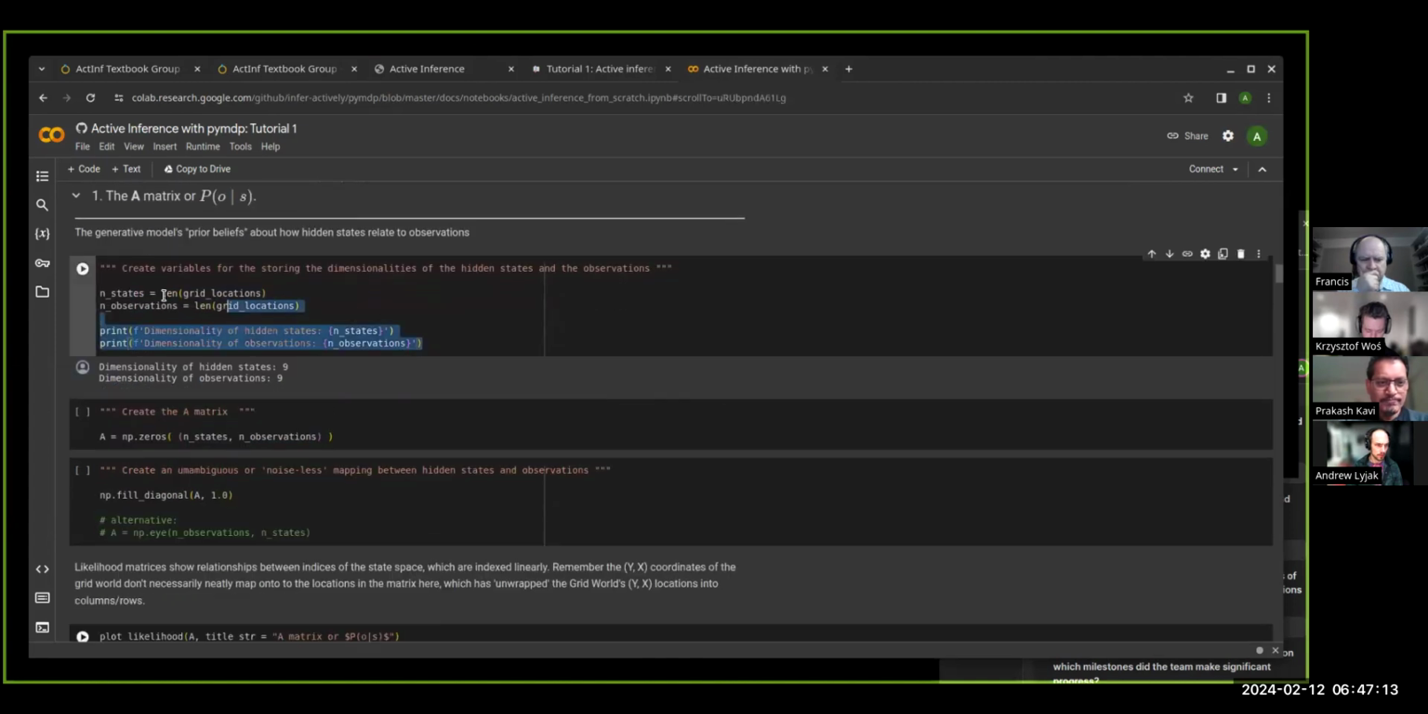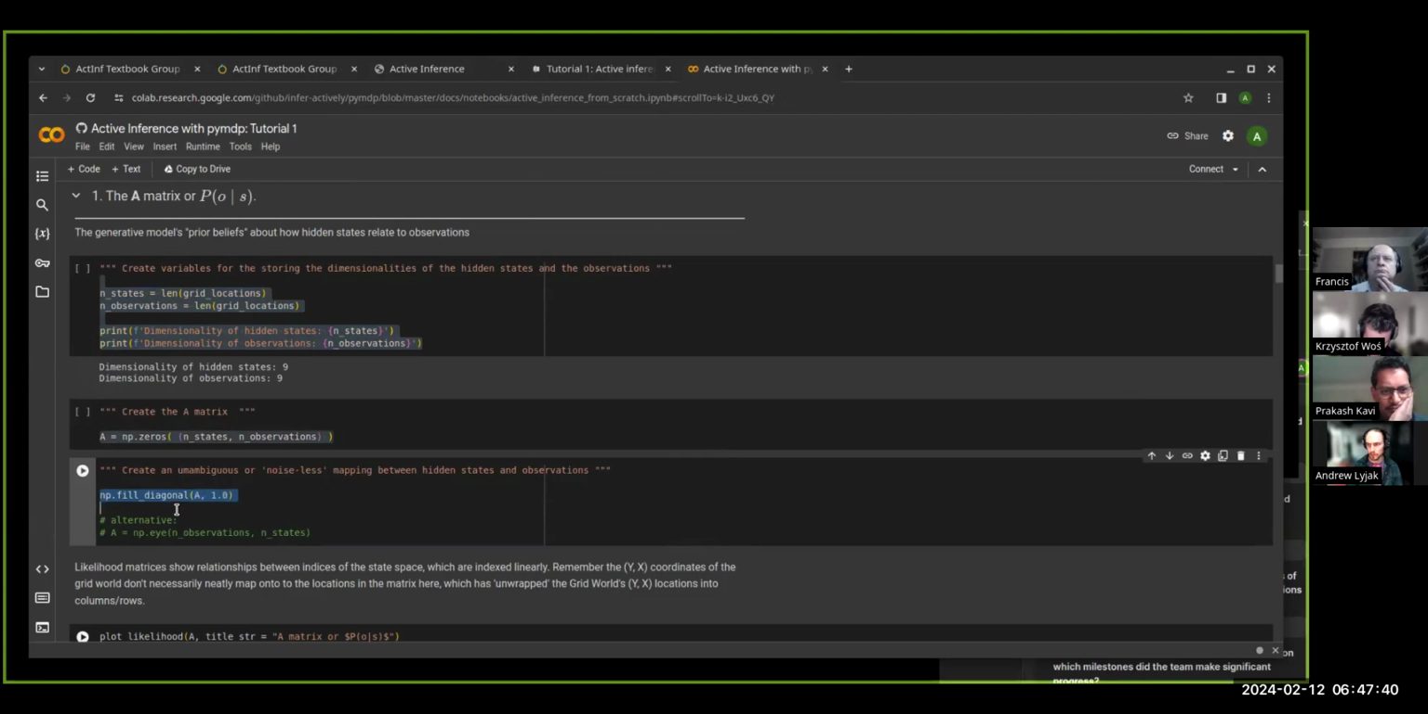So the dimensionality of A is set. The dimensionality of A is basically like observations mapping to hidden states. It's a matrix that describes that mapping. And so they're the same in this case. Then it's made out with zeros just to initiate it. And then it's filled on the diagonal with ones, which corresponds to perfect mapping of states.